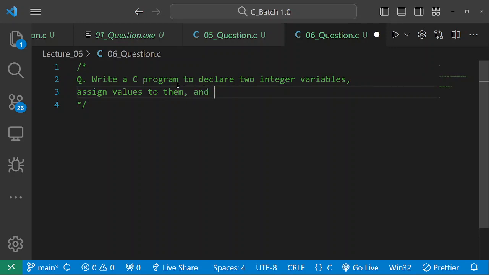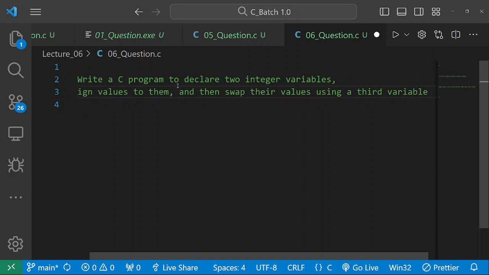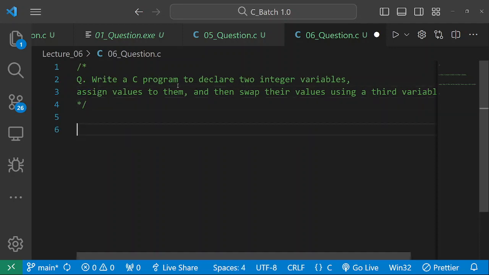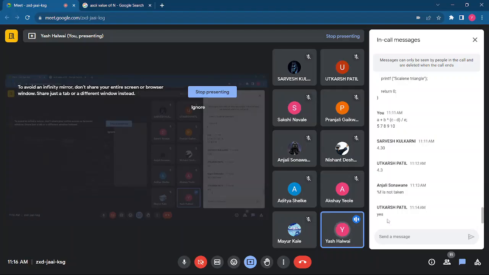and then swap their values using a third variable. I hope you might tackle this question if you are learning coding. This is a beginner question itself, and it is famous; in most cases interviews start with this question itself. Okay, so let me now answer this question.